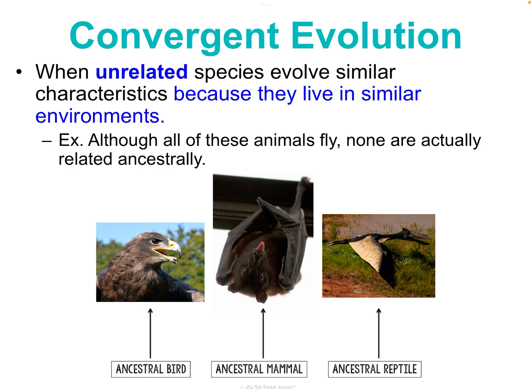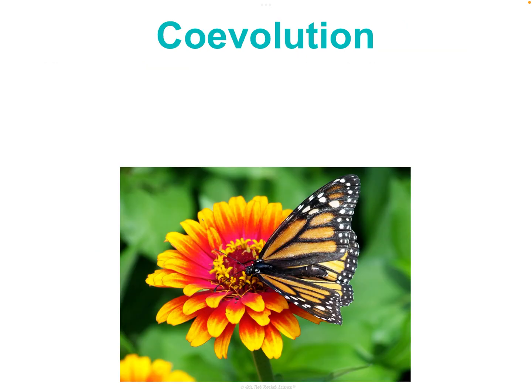So I got three examples here. I have a hawk, a bat, and a pterodactyl. I don't know why I just drew a blank on what that was. All three of these animals can fly, but they're not related at all. And that's because they've all adapted to their environment to create a similar mechanism, like flying, even though they're not related to each other.